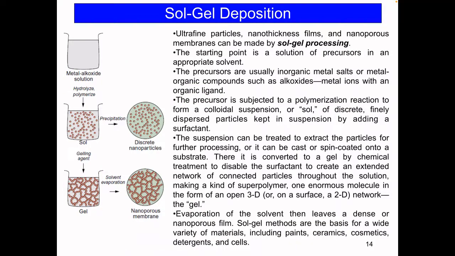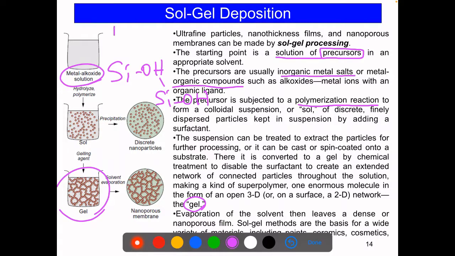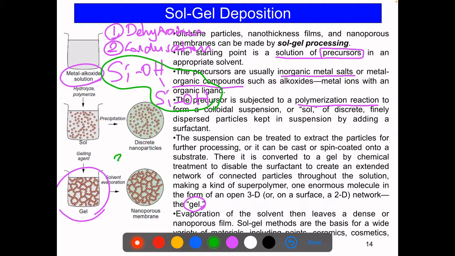The first one is the dehydration reaction, or some polymerization. The second one is condensation, polymerization. So things come together to form these little interesting bridges. And the third one is the drying step, evaporation.